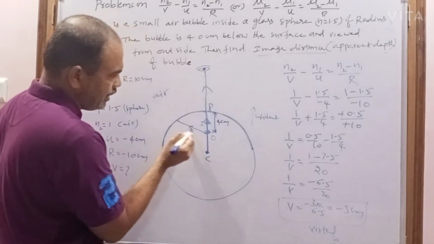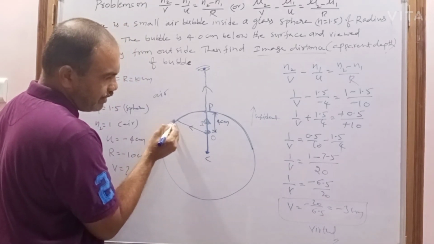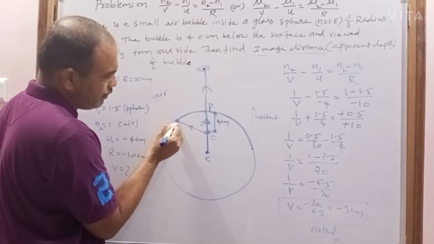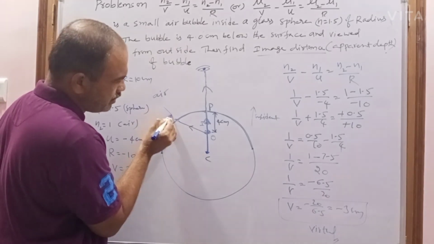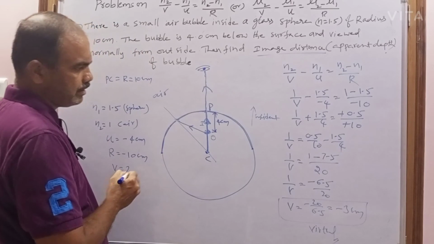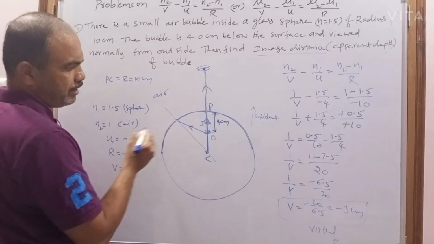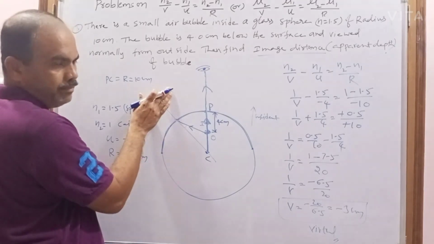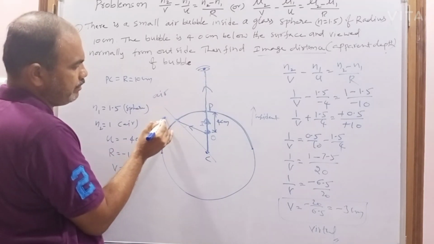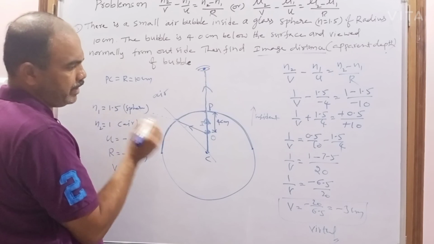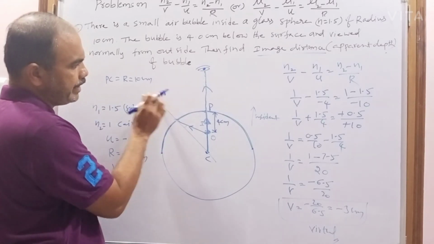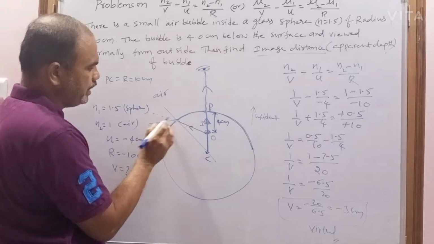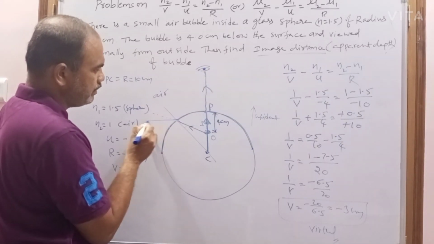And this is another incident ray. To find its behavior, you have to find the normal. This is the point of incidence, this is the center of curvature, join them and you get the normal. Now this is the angle of incidence. When there is no change in the medium, the light ray goes along the same path. But it is traveling from a denser medium to a rarer medium, so it bends away from the normal.